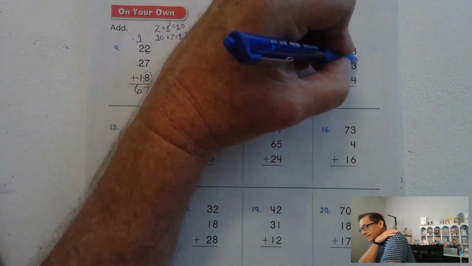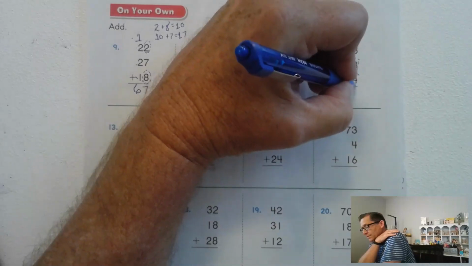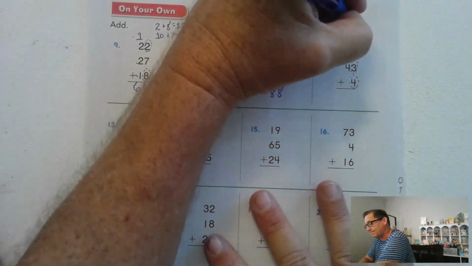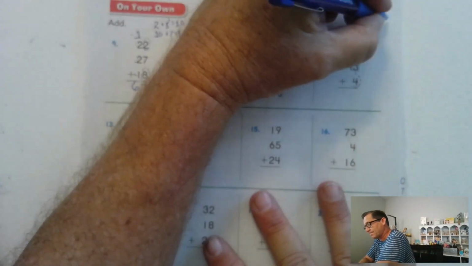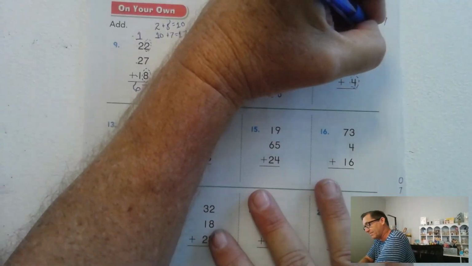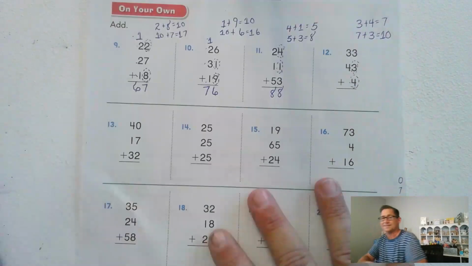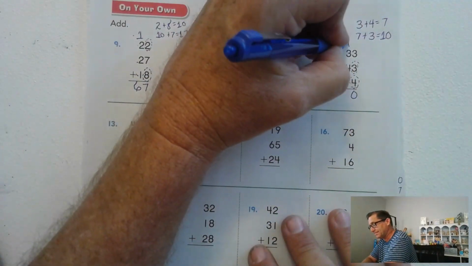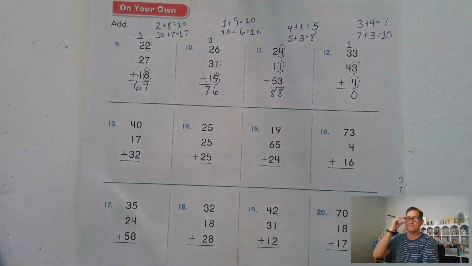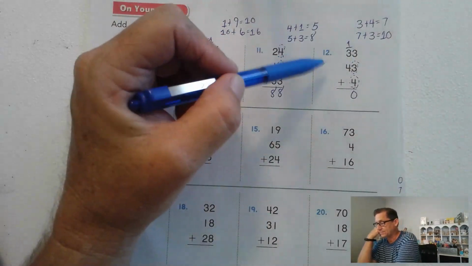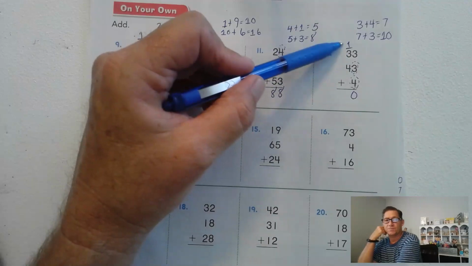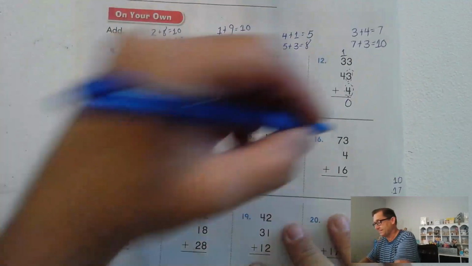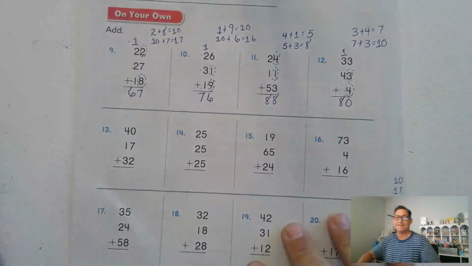I don't know. Let's see. I'm going to go ahead and go 4 and 3 this time. That gives me 7. And 7 plus 3 is 10. Regroup that as 1 ten and 0 ones. Add the tens. 3 and 1 is 4. 4 and 4 is 8 tens.